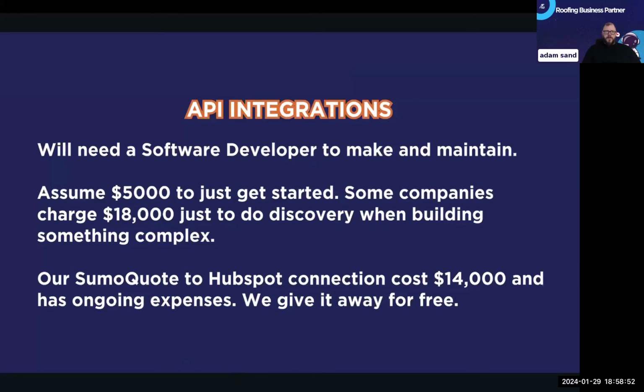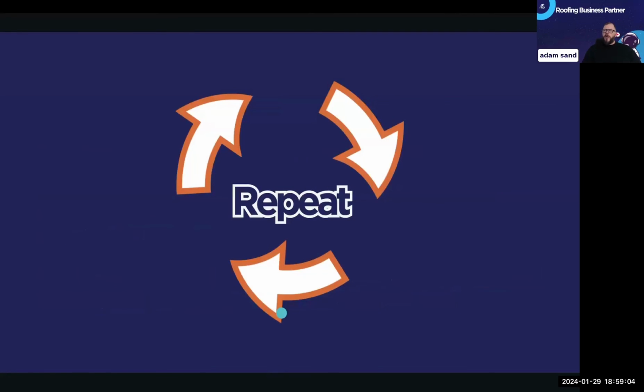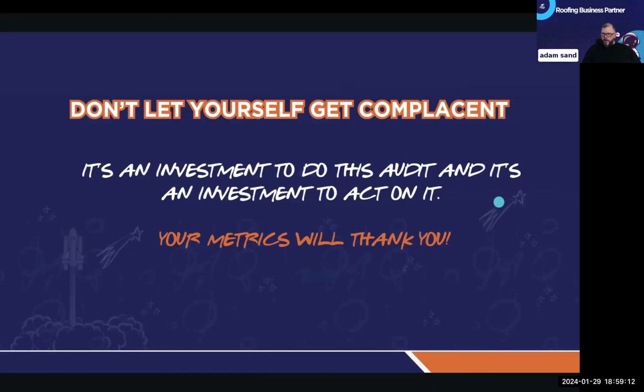But you're going to want to do this in your business. Think about this. This is part of your job as a CEO of a growing company until you have someone doing it for you. And that's why we exist, is to help do this stuff for you, because we make a lot of these decisions on your behalf through the products that we offer. But you're going to want to continue to audit this annually, because it's important to evaluate the tools on a regular basis because they change. So don't let yourself get complacent. It is an investment to do this audit, and it's an investment to act on it. And your metrics will thank you in your business.